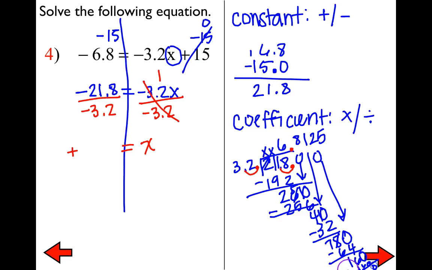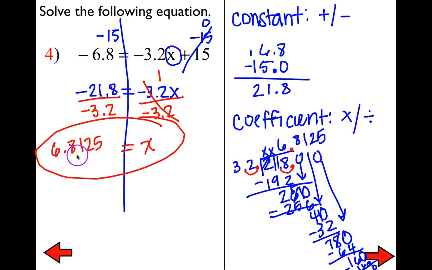Exactly. So notice this was just a long answer. It doesn't mean my answer was wrong. It was just a little bit more time consuming. So I'm going to say that my answer is a positive 6 and 8,125 10,000ths. And once more, before I can claim this as my answer, I need to substitute this value in for x to make sure I end up with a true statement.